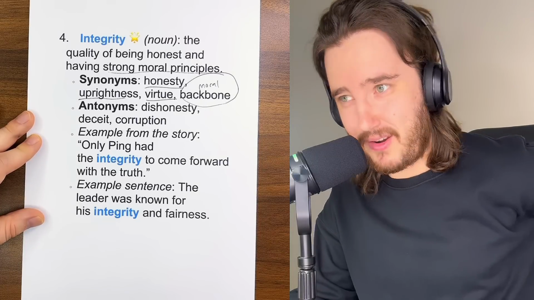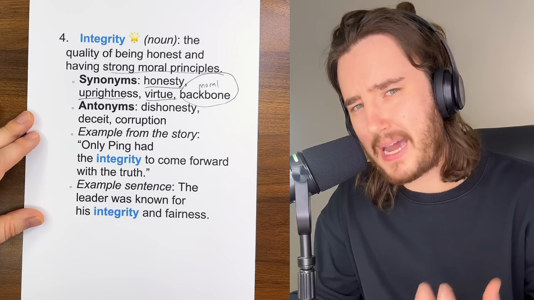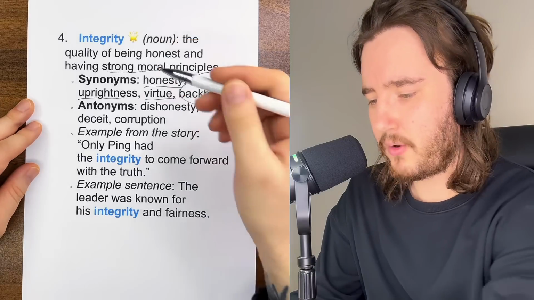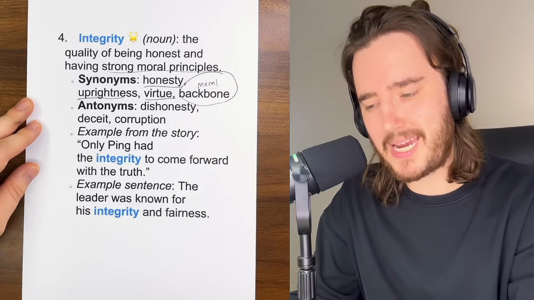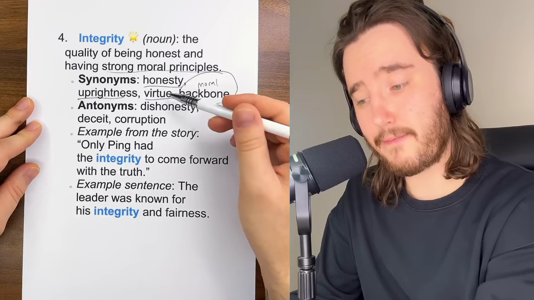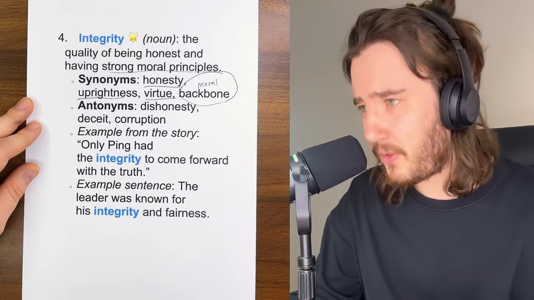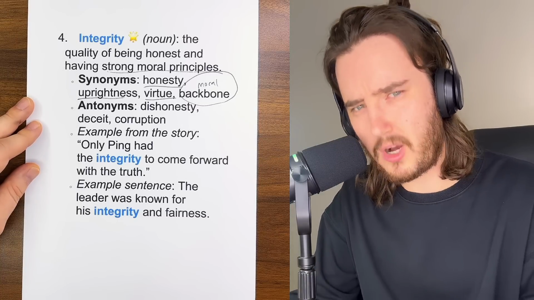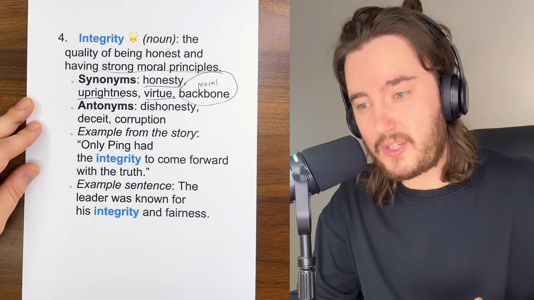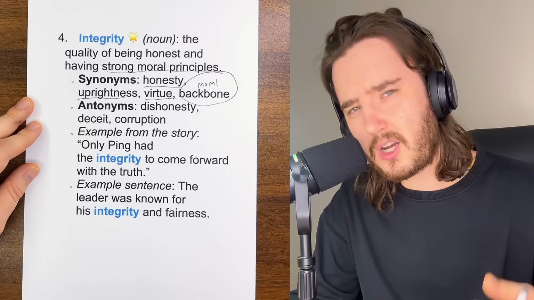Backbone, right? You can think of your spine. We say that if somebody has backbone, then they have integrity. They are an honest person, a morally upright person, a morally virtuous person. They have principles. In other words, they have a clear sense of right and wrong. Another way of thinking about this could be they have a strong conscience. A strong conscience.